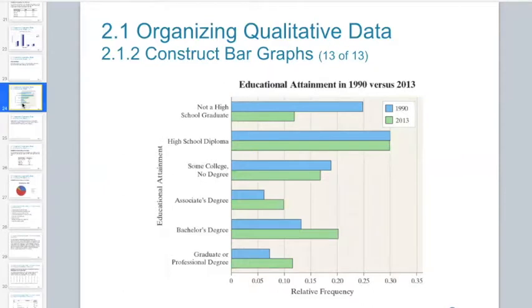We can switch the orientation and make it horizontal. A lot of these things are based on your preference. So whatever you think is going to represent your data better, or whatever looks best in your presentation, then that's what you want to use.